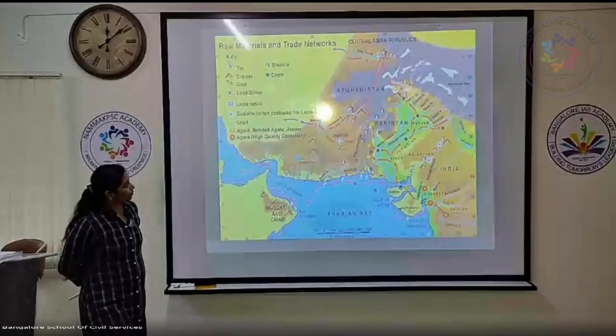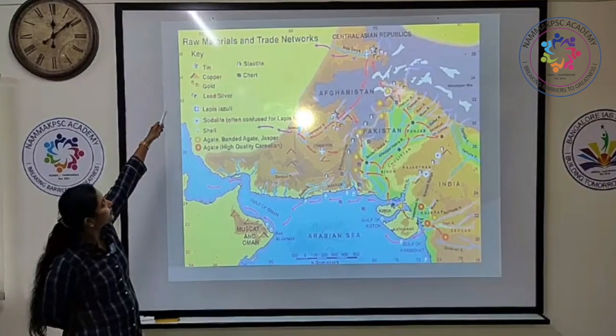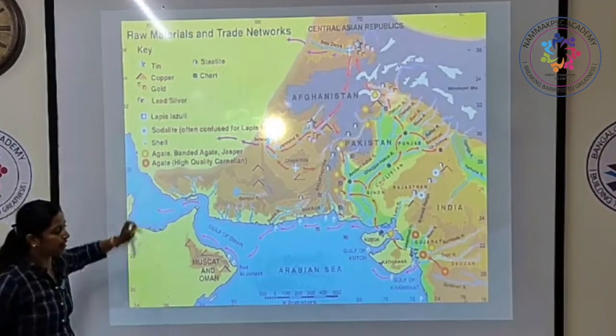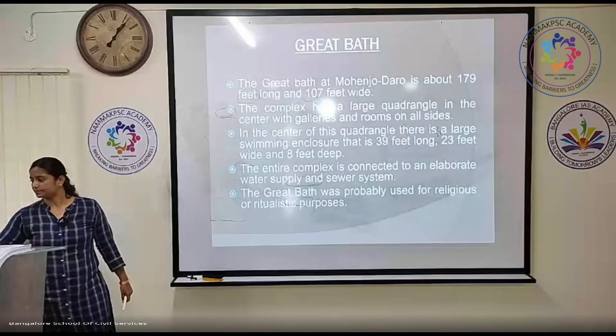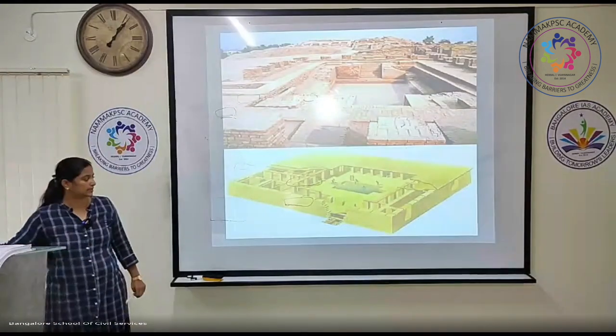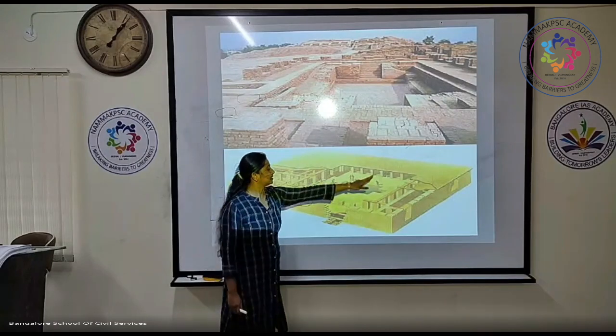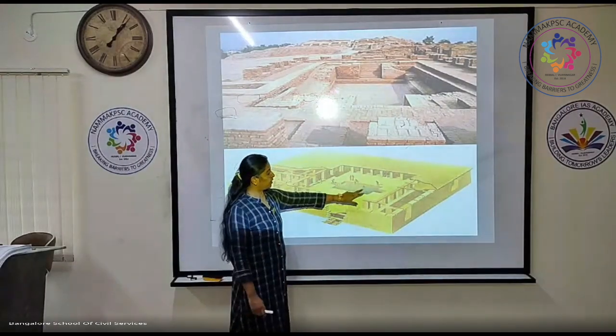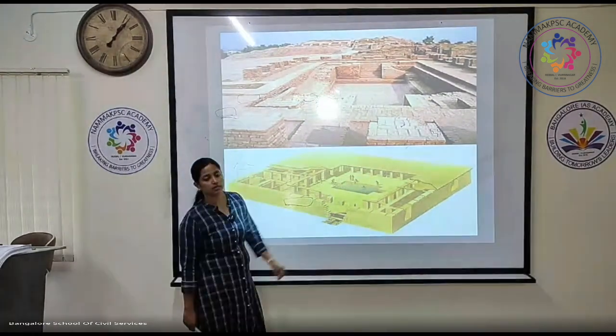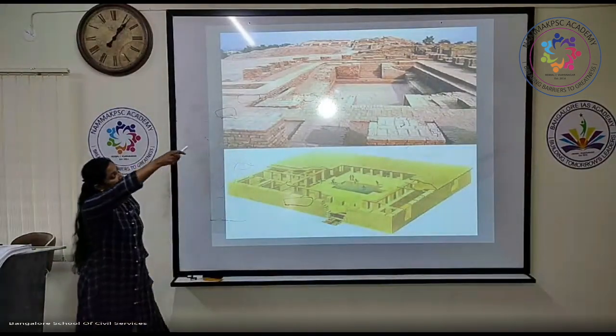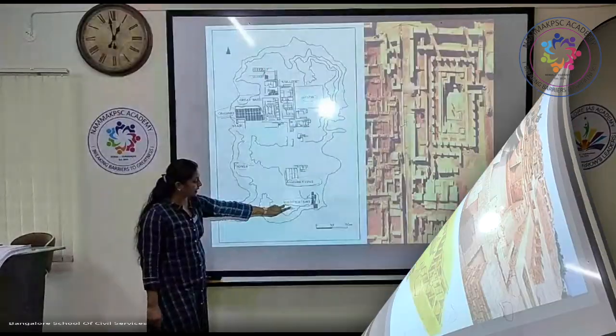This is the trade routes. Okay, this is the materials that they have traded. Okay, see, look at this, and this is our Great Bath. See, this is the aerial view of it. See, this is the water pool around which you have galleries or rooms. After the excavation, it looks like that.